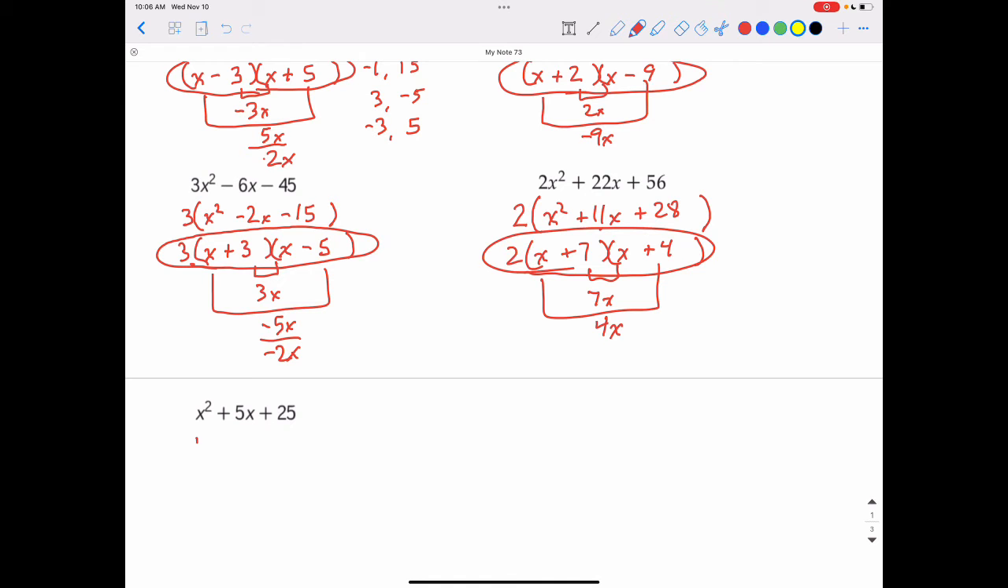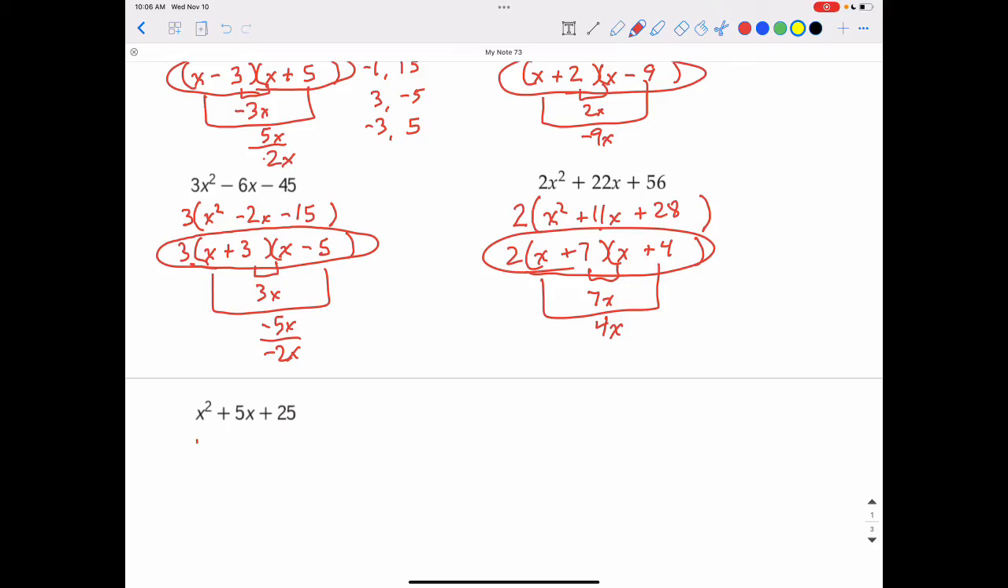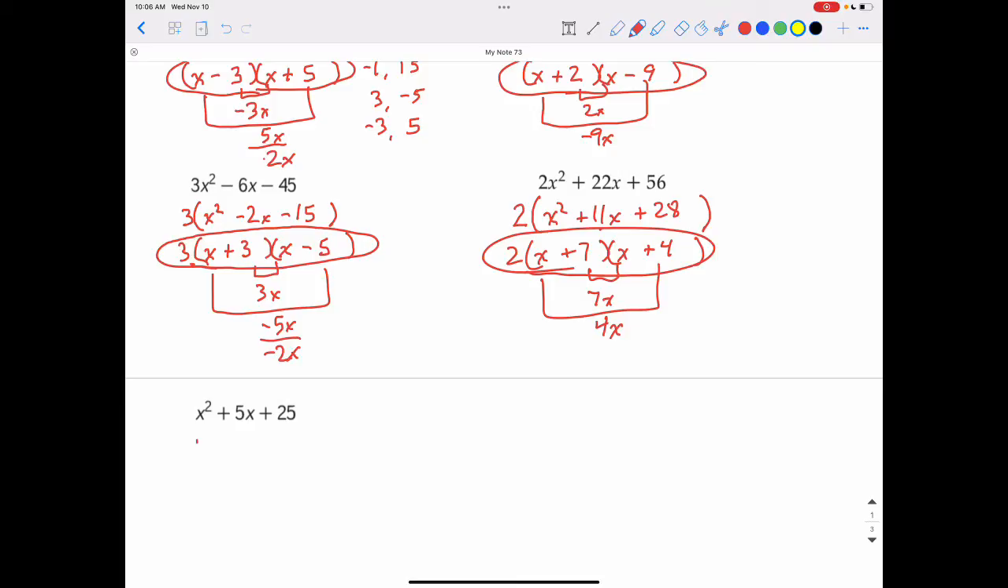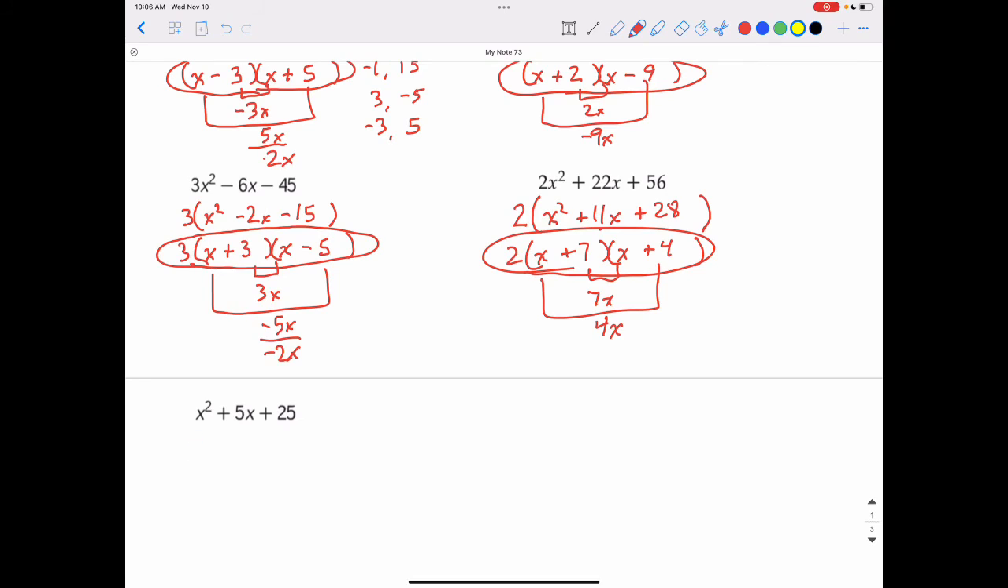Sometimes, no matter what you try, trinomials just aren't factorable. So you could simply say in your answer on this that it is not factorable. Or another way of describing it as non-factorable is that it is prime. Remember, prime numbers have only two factors, one and itself. The only two things that go into x squared plus 5x plus 25 are 1, and we don't factor out 1s, and then the trinomial itself is a factor of itself. Therefore, by the definition of prime, that has to be a prime trinomial.